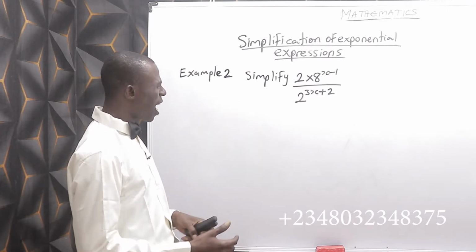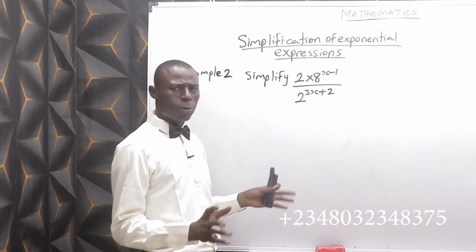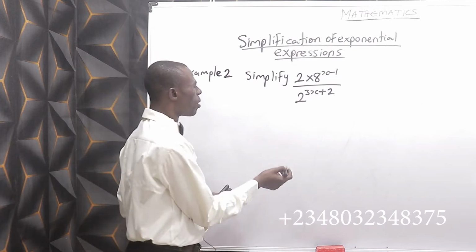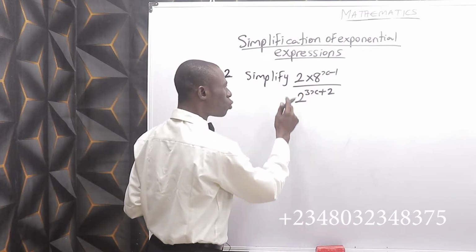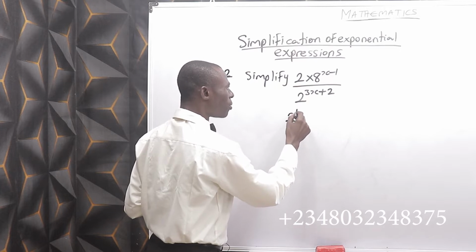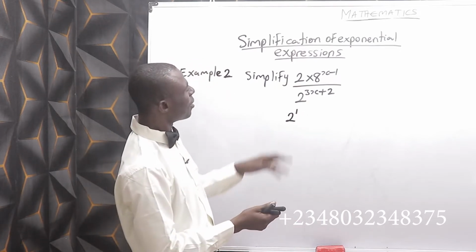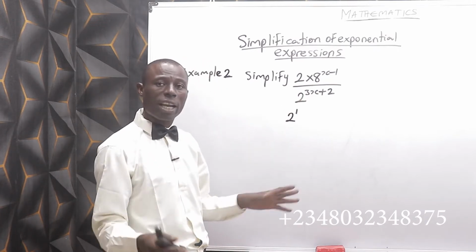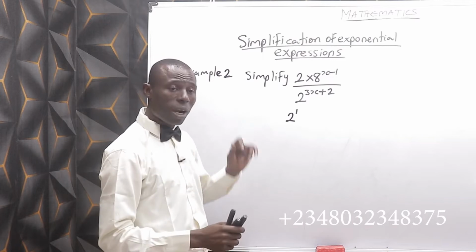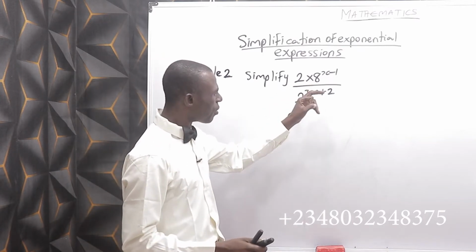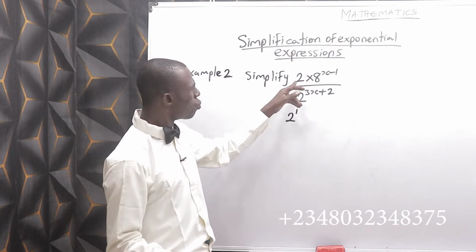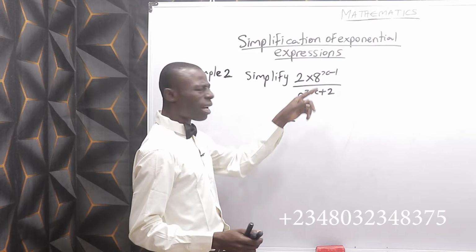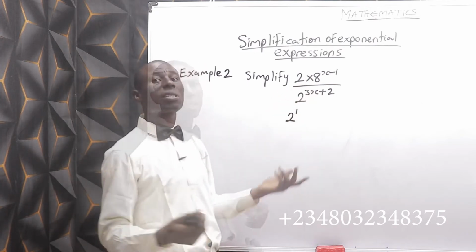Simplify 2 times 8 raised to the power x minus 1 divided by 2 raised to the power 3x plus 2. How do we go about this? Regard 2 as 2 raised to the power 1. Don't just multiply 2 and 8 together to have 16 raised to the power x minus 1. That is an aberration because they don't have the same formats. 8 is having power x minus 1. 2 is having only power 1. They are not in conformity at all. So 2 cannot multiply this to give 16.